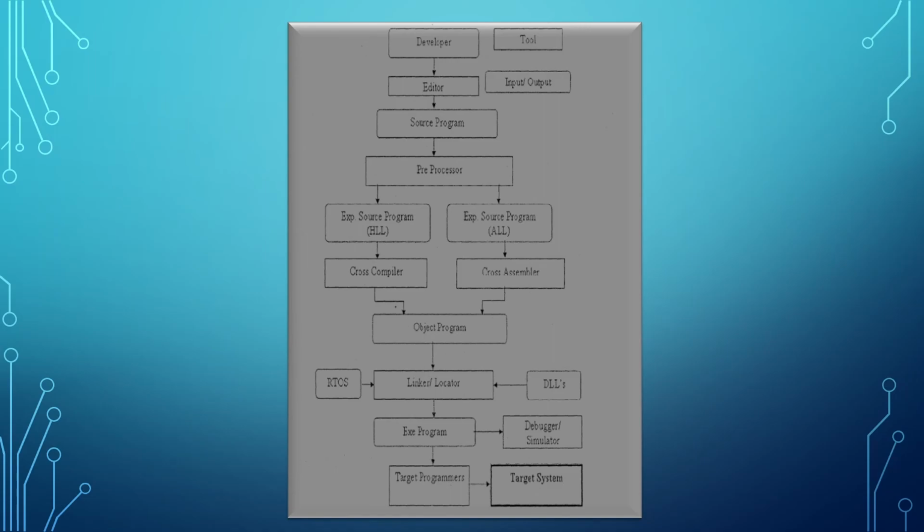As we said, we have two types of language for humans, which would be assembly language as well as high level language. The preprocessor would identify which language it is, and then give it either to the compiler or to the assembler. Then it goes to the object program and then to the linker locator, and then the program is executed, and before executing it is passed on to the debugger to check for any errors, etc. Then it goes to the target programmers and then to the target system.